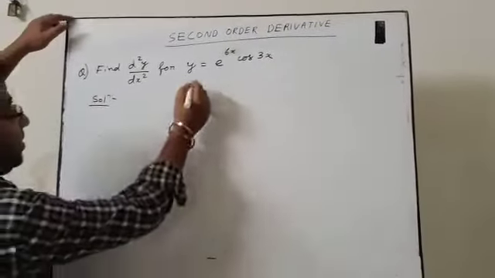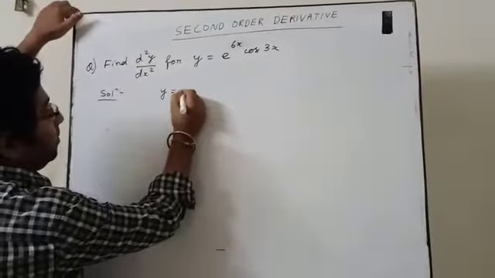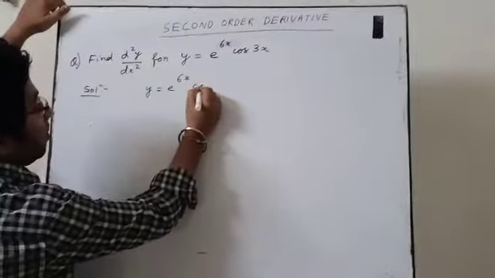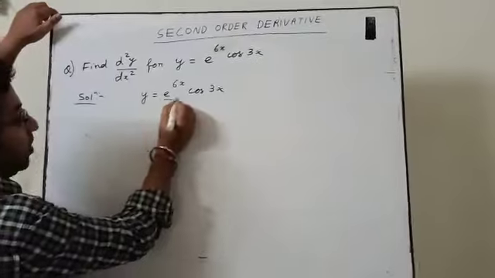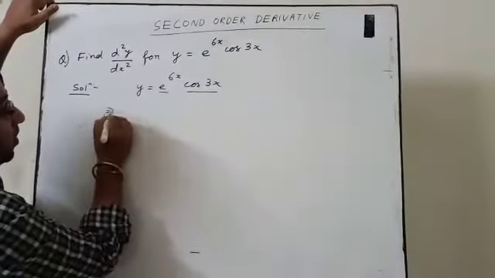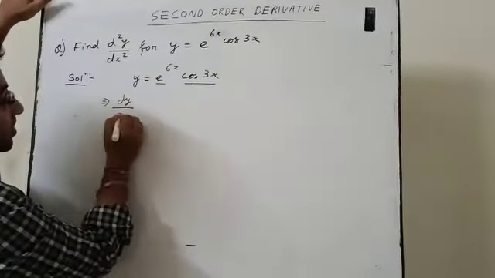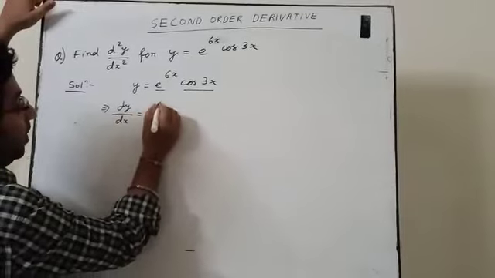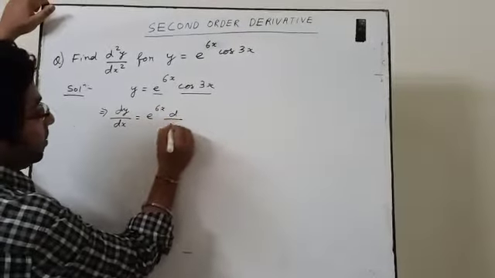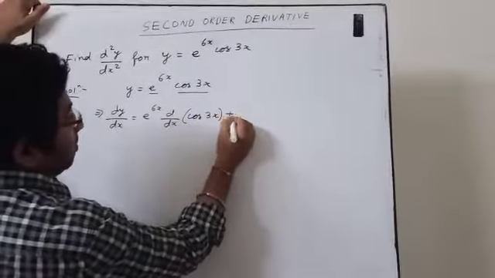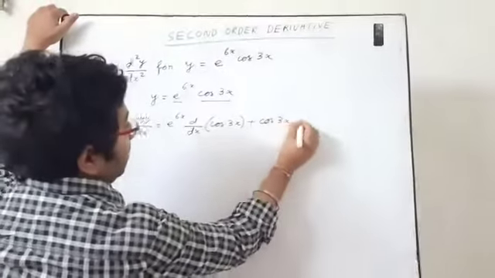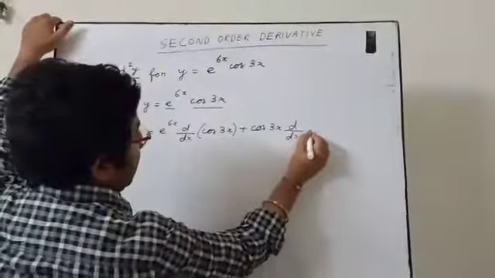Okay, let's take this problem. y equal to e to the power 6x cos 3x. Now this is a product of two functions. So what you have to do? dy by dx equal to e to the power 6x into d/dx of cos 3x plus cos 3x into d/dx of e to the power 6x.